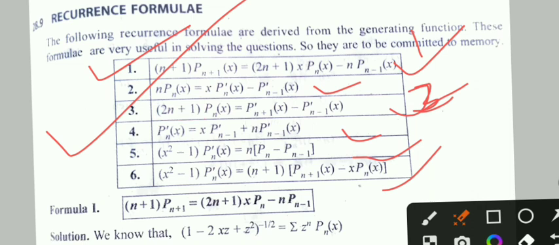So 2n plus 1 pn of x is equal to pn plus 1 prime minus pn minus 1 prime of x. That is a very simple formula, where prime means the derivative of this function.